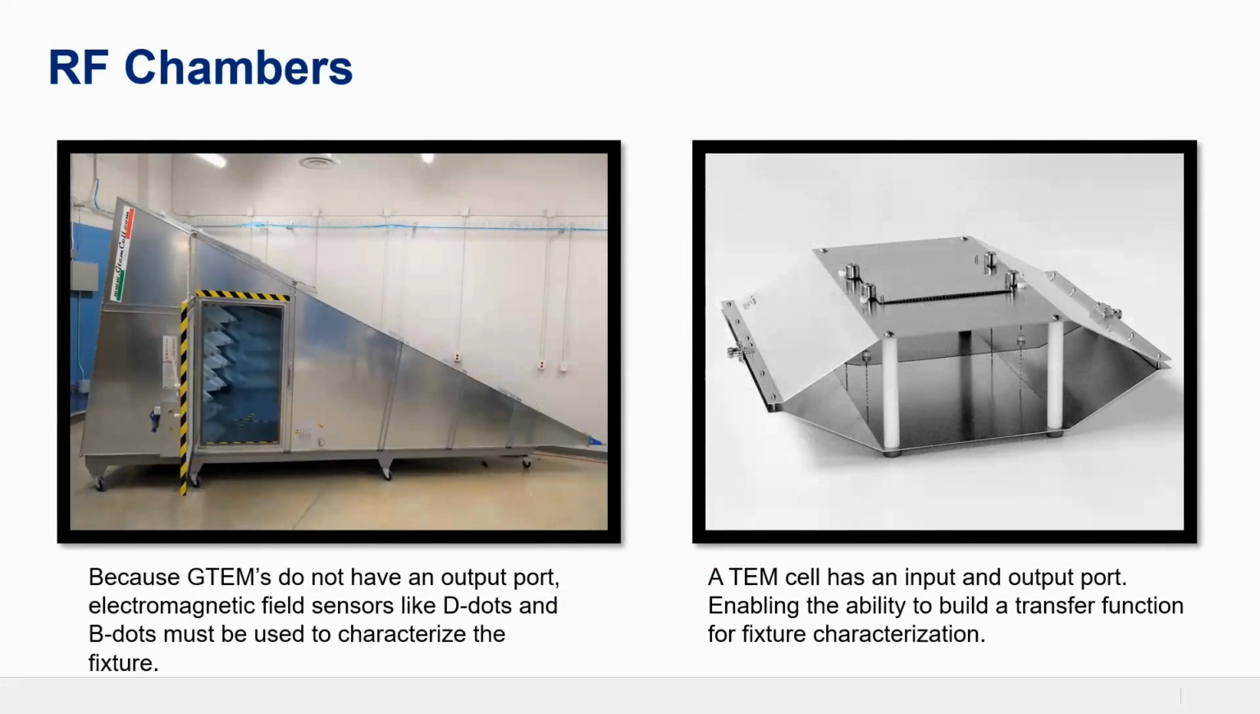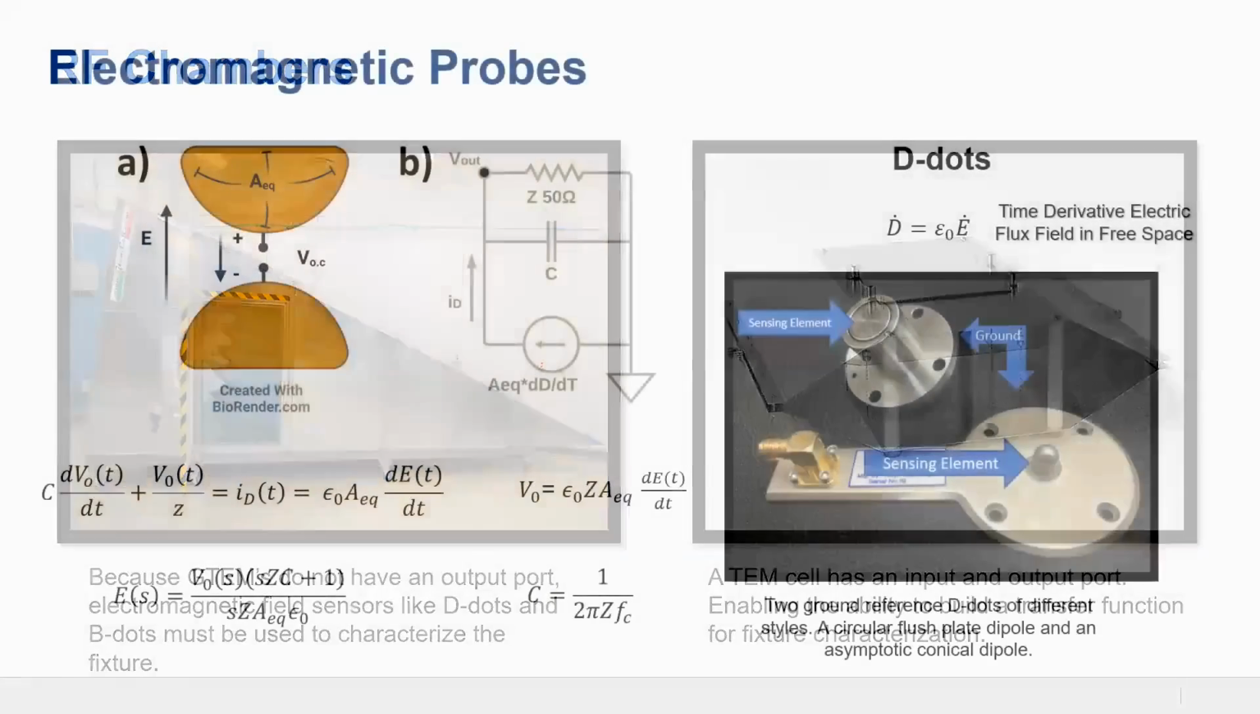Because we don't have an easy to use output port, we use both D dots, which are electric field sensors, and B dot probes, which are magnetic field sensors, in order to measure the wave impedance, and that's how we're looking at overmoding. And then we also look at the IEC standards.